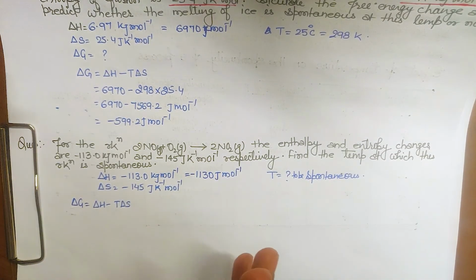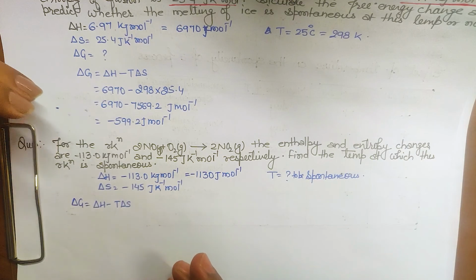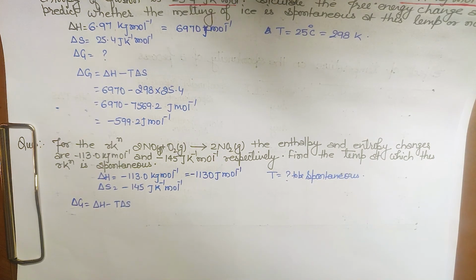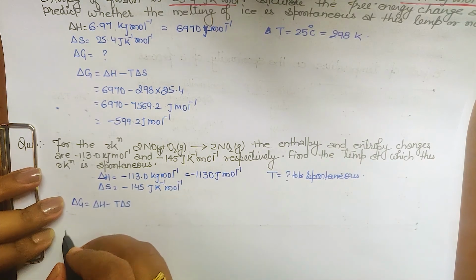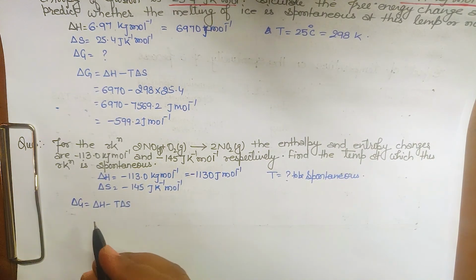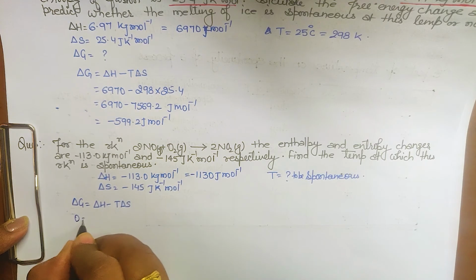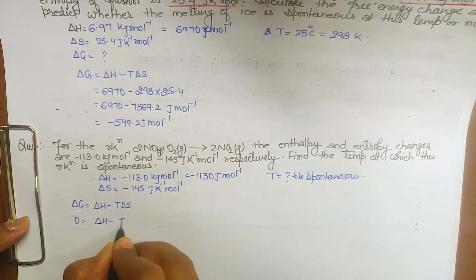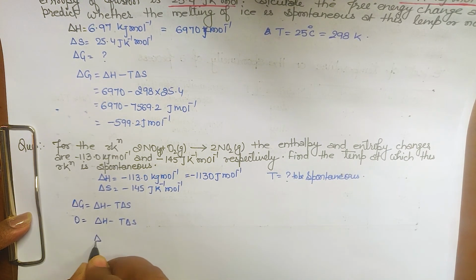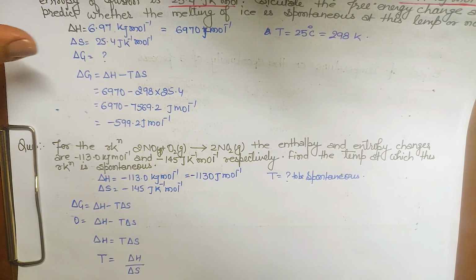And if you don't want to do this, the simple formula can also be used. We have done it once, that is delta H is equal to T delta S, in the last-to-last video. So from there you can find it. Since the temperature is being asked, we will assume that delta G is 0. So delta H minus T delta S is 0, so delta H is equal to T delta S. We want the temperature, so T will be delta H upon delta S. And the reaction should be spontaneous.